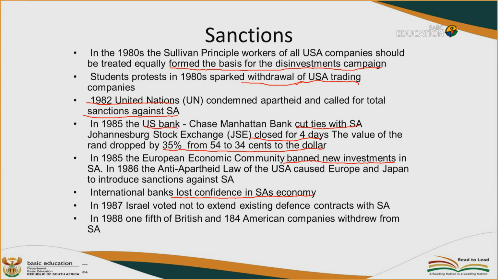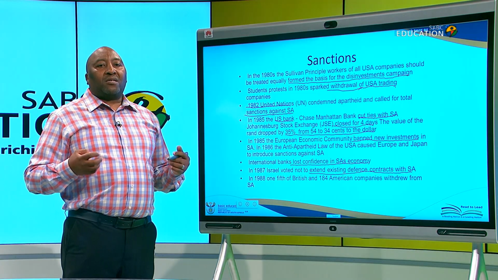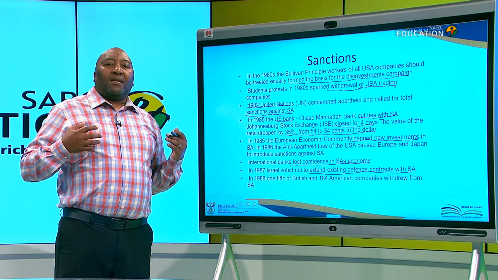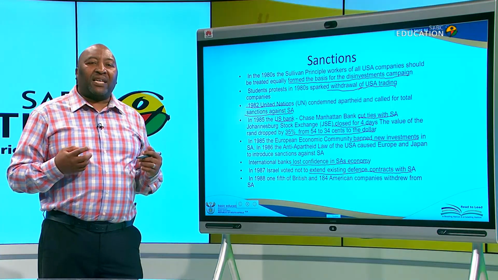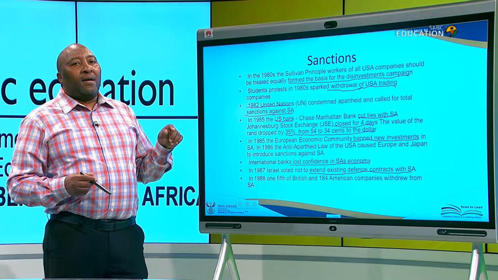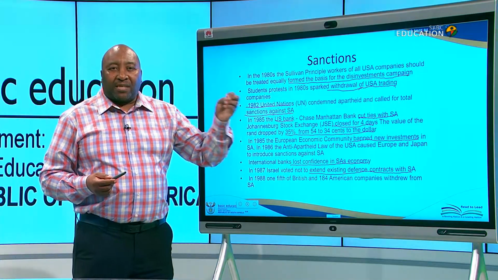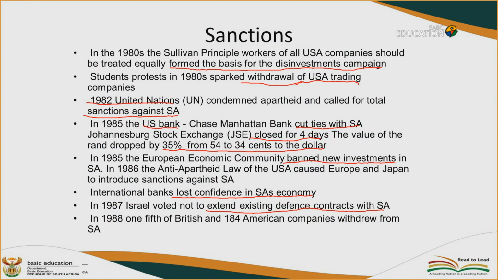In 1987, because it was not only the finance but the military as well, Israel voted not to extend any existing defense contracts with South Africa, which means Israel stopped trading arms with South Africa because of the apartheid system and because of the influence of the British anti-apartheid movement. So South Africa could no longer get arms from Israel. In 1988, the British and the American companies withdrew from South Africa, which means by 1988, there was no company left to support South Africa from the international community.